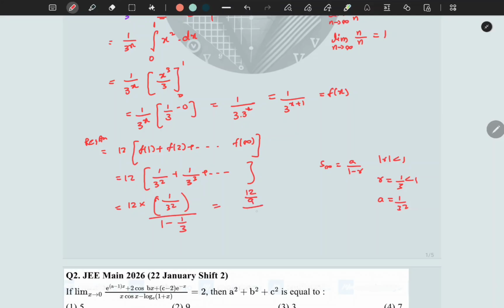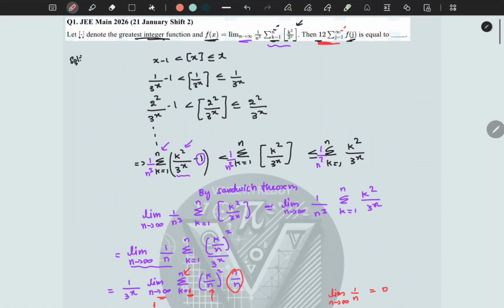So we can write this as 1 by 9 divided by 2 by 3. So we get 1 by 3 into 2 is 6, 6 times 1 by 6 times 2 is 12, right? So I think the answer should be 2. I hope you understood this.